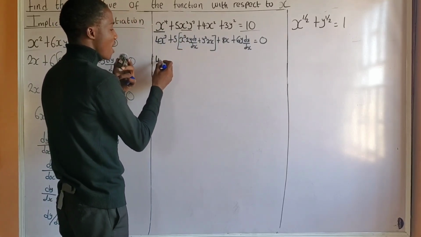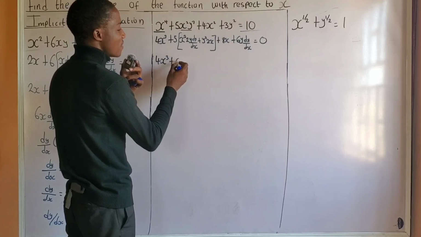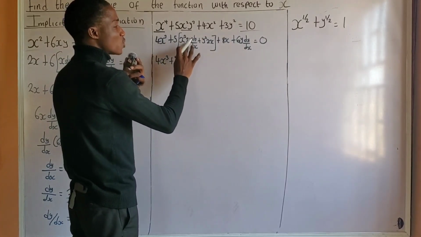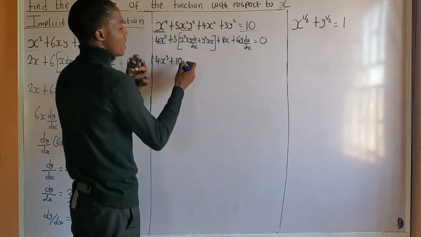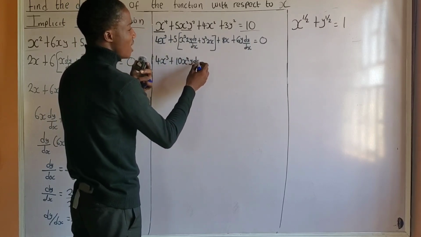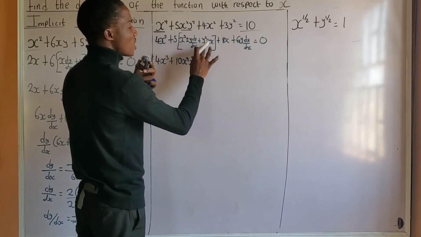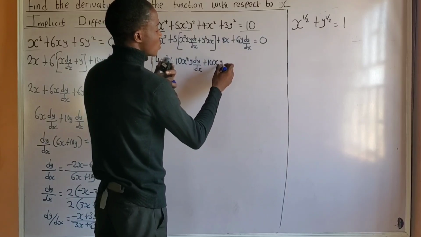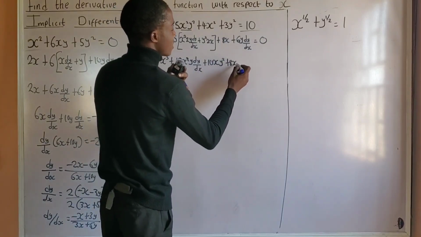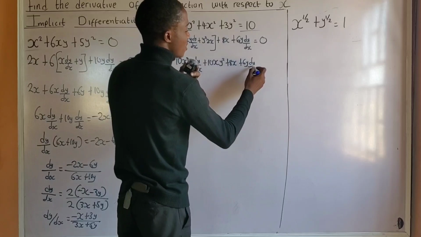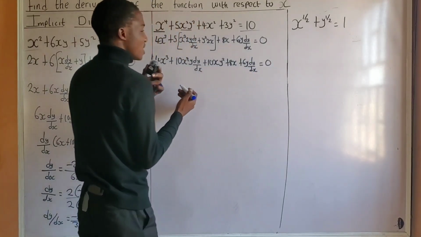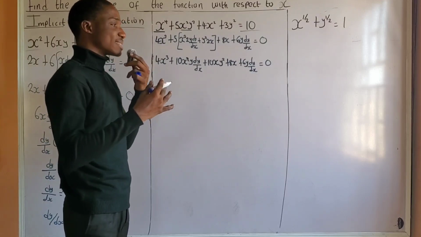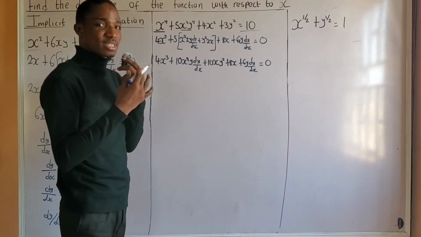For this, I'm going to have 4x raised to the power of 3 plus 5 times x squared, 2y. 5 times 2 is what? 10. So I'm going to have 10x squared y dy over dx. 5 times y squared is 2x. That is what? Plus 10xy squared plus 8x plus 6y dy over dx equals to what? 0. Now, having gotten to this point, the next step is that you have to separate the term that is attached to dy dx. Are you getting it? Separate the term that is attached to dy dx.